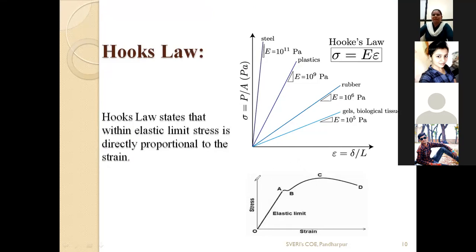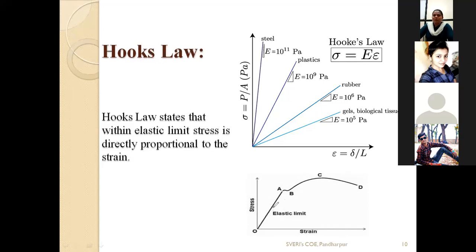Now see this figure. On the x-axis strain is plotted, on the y-axis stress is plotted. From O to A, the line is linear, and from A to B, B to C, and C to D, the line is curved in nature. If the line is linear, then the elastic relationship between stress and strain is called Hooke's law.